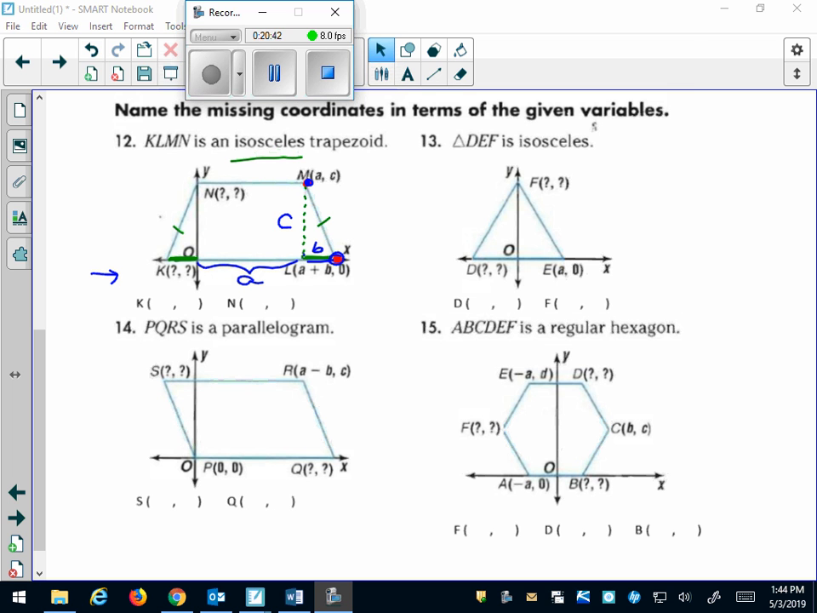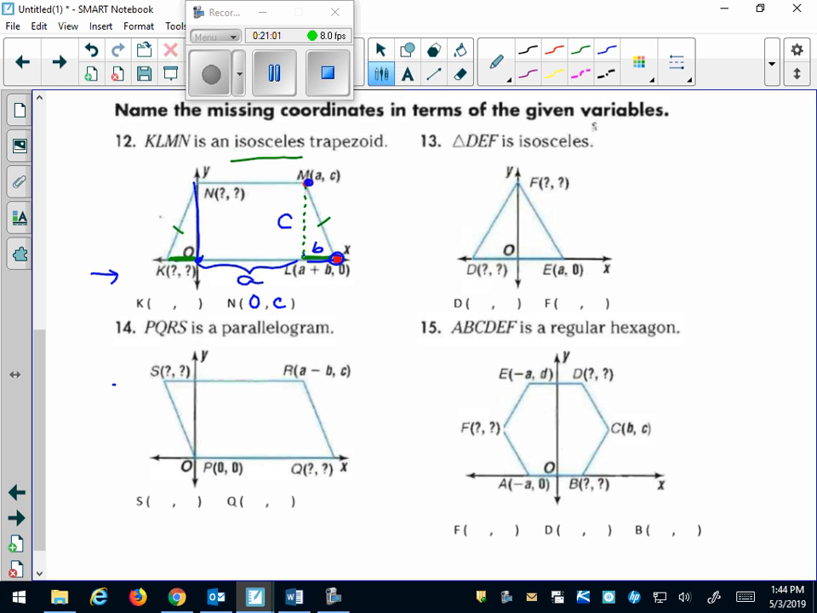All right, so let's go through these answers and see how you did. To finish number 12, we know the height is C, so N would be 0, C. Right or left 0, up C. K would be what? Negative B and up 0. Number 13 is an isosceles triangle. If E is at A, 0, that means this length is A. That means this has to be A. So D would be negative A, 0. And F, we're ready for a new variable. Because this length of F has nothing to do with the lengths that are A. So we're going to go over 0 and up, let's use B.